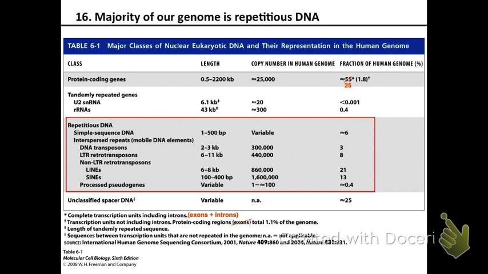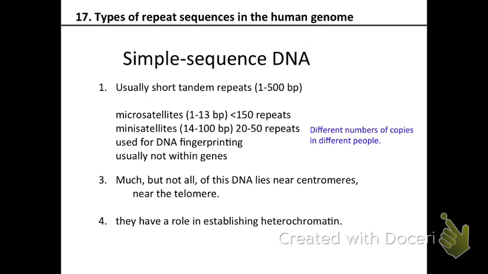So non-coding genes and protein-coding genes together are about 25%, right? That's not that much. So what is in the rest of our genome? The rest of our genome contains a lot of repeat sequences. We have a lot of repeat sequences that are the majority of our genome. And now what we're going to talk about is the type of repeat sequences in our genome.